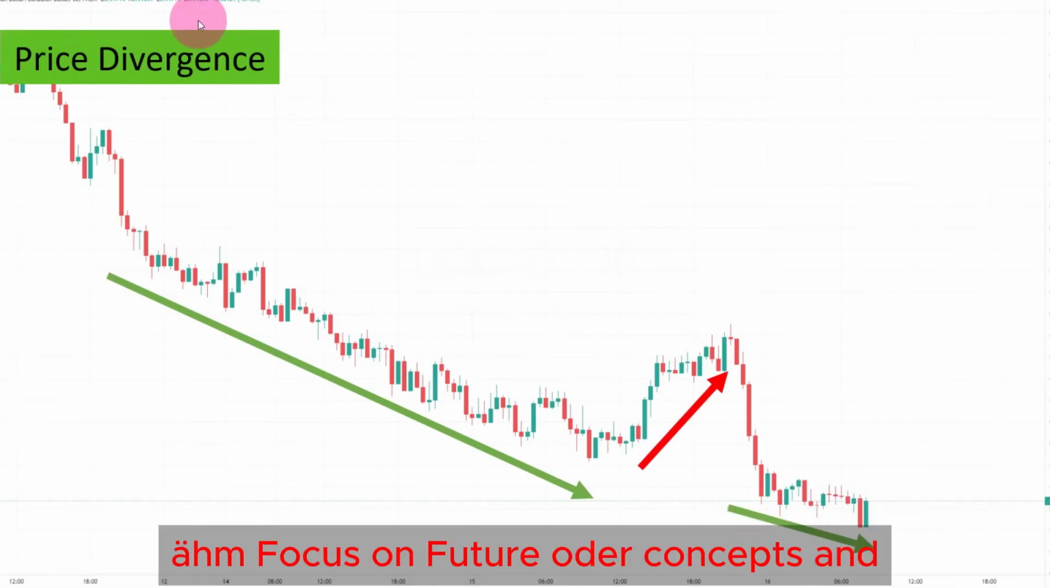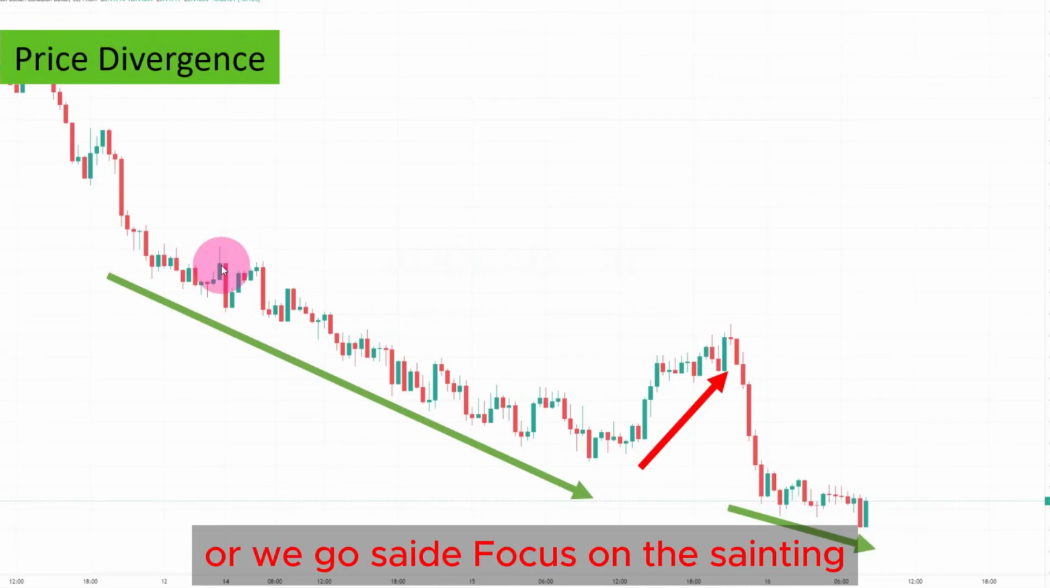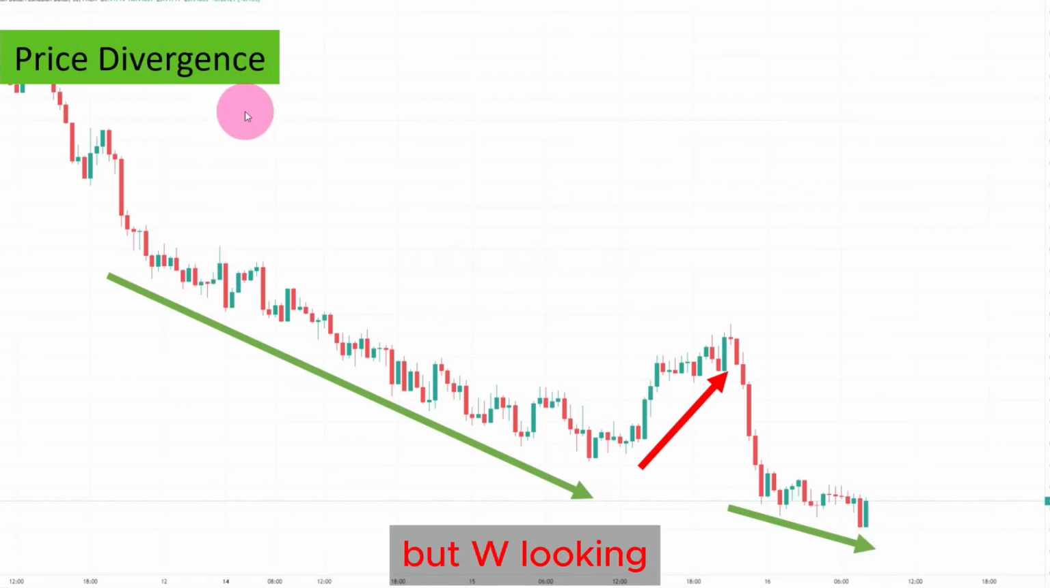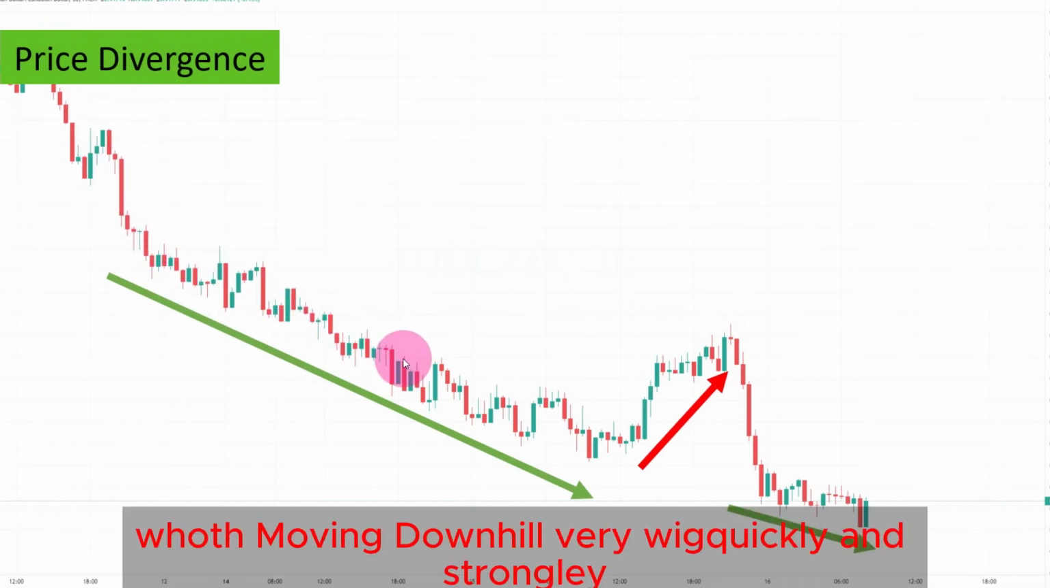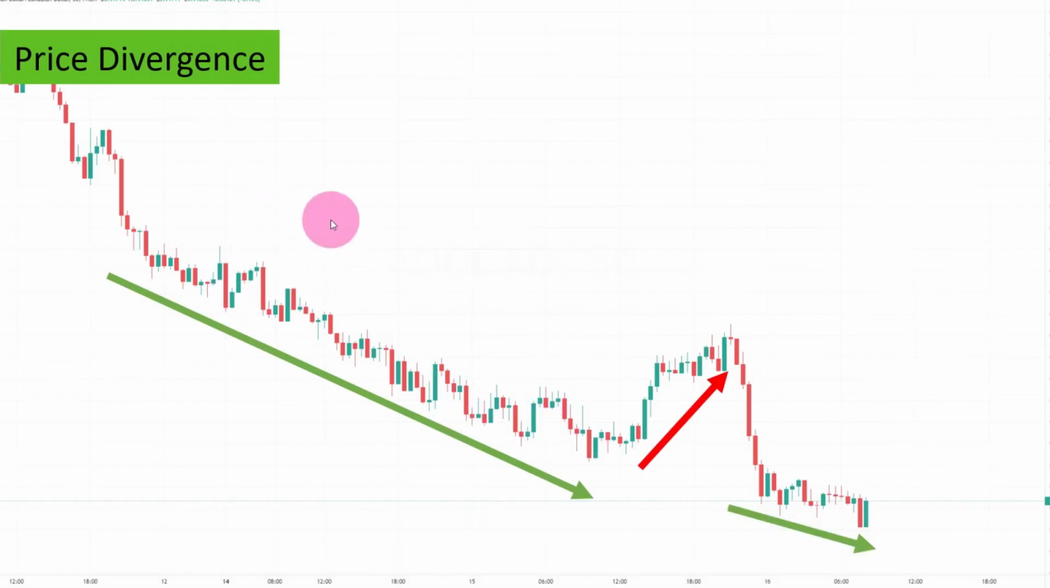They just focus on a few other concepts, or we could say they focus on the same thing, but we're looking at it differently. So we're looking here at a downtrend, obviously, and we can see the downtrend was moving down here very, very quickly and strongly. There was almost no bullish opposition, right? The market just moved down. And then here suddenly we have a strong buying period. So the market moved higher, which it has never done during the past downtrend.